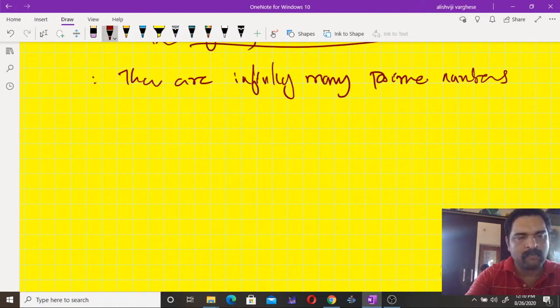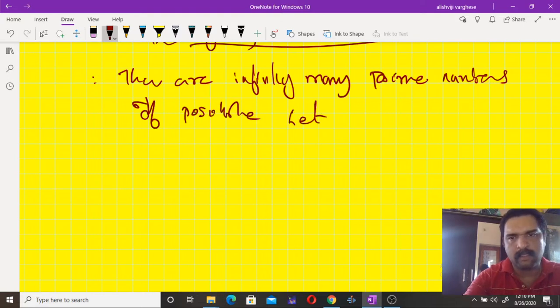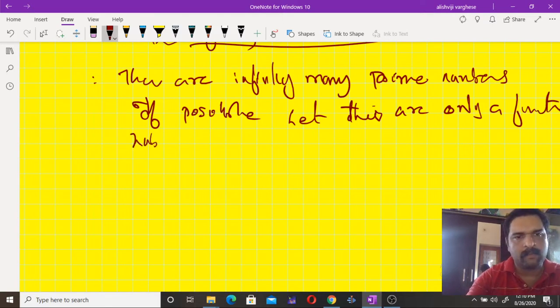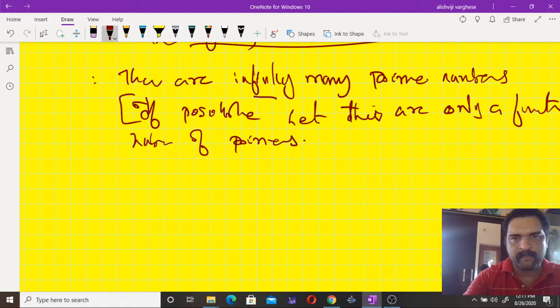We start with, if possible, let there be only a finite number of primes. So this is our assumption, and if you observe this statement, it is nothing but the converse, or the negation, of our theorem. So if the theorem is P, then we start with assuming the negation.